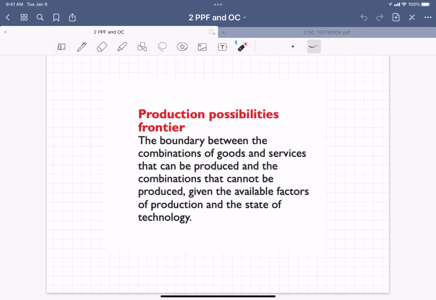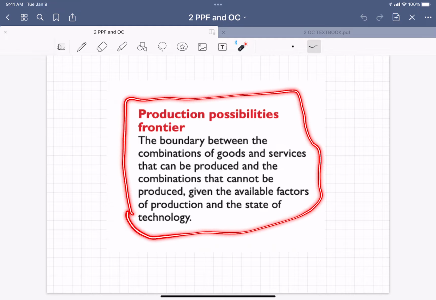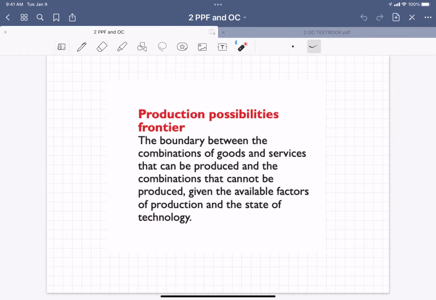Well, first we need to get a definition of the production possibility frontier, and I got this from our book. As you can see, it says that the production possibility frontier is the boundary between the combinations of goods and services that can be produced and the combinations that cannot be produced, given the available factors of production and the state of technology.